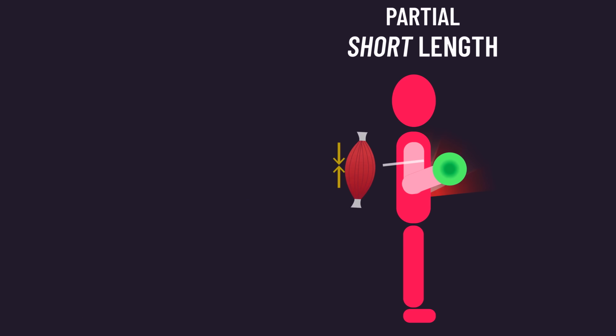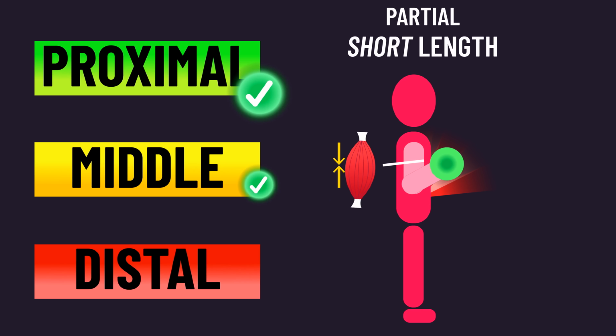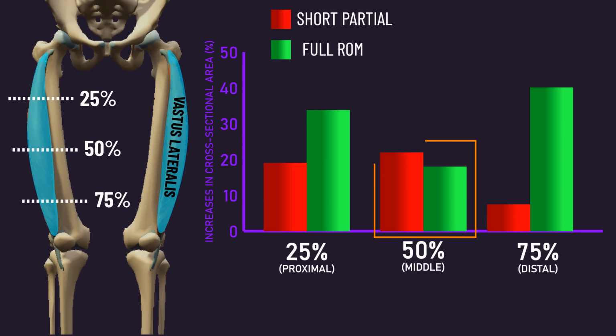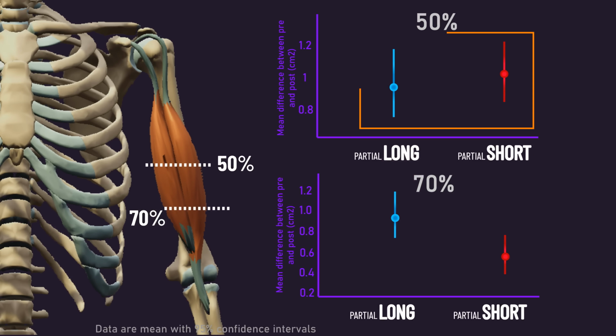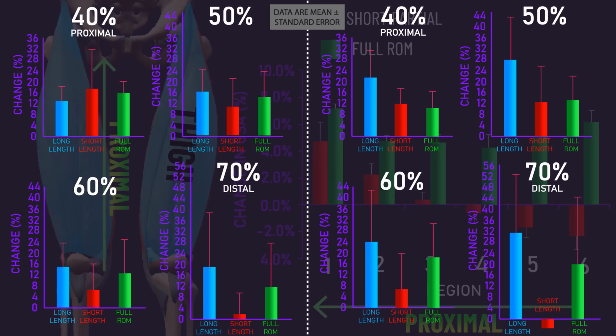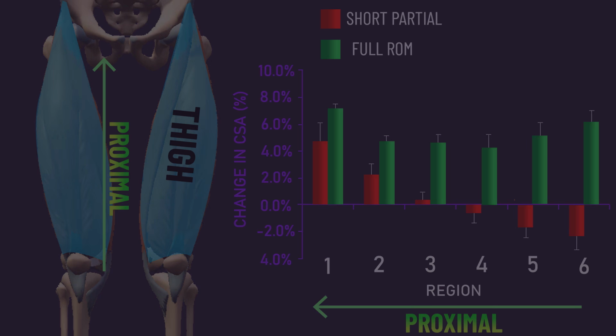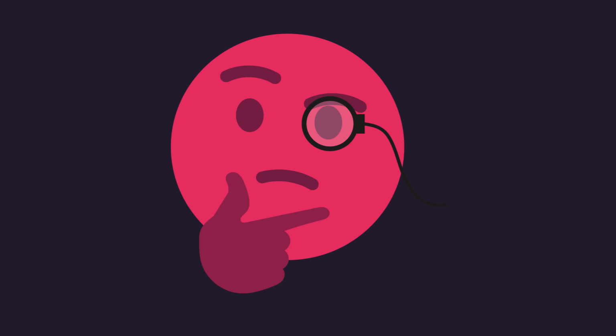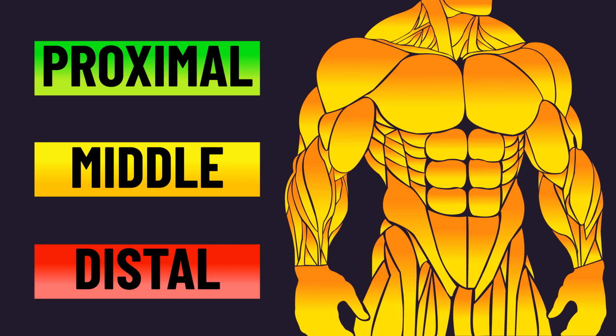Short length partials decently grow the proximal and middle regions of a muscle, and we've seen sometimes it produces similar growth of these regions to a full range of motion or partial at long length. However, partials at short lengths fail to optimize growth at the distal regions, and sometimes result in essentially no growth at these regions. Many might not have been expecting this, and may have been hoping for a precise method to optimize growth at each region.